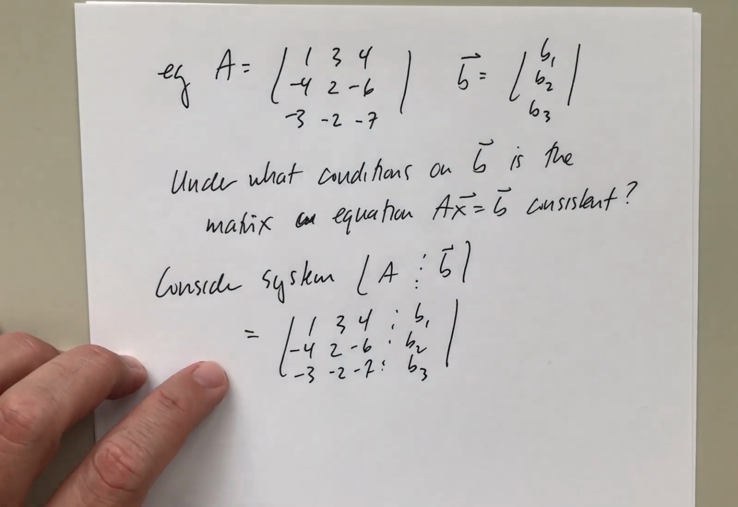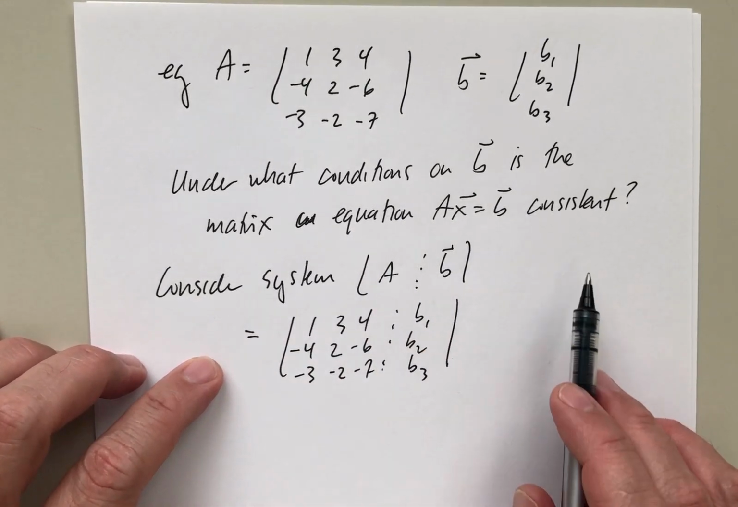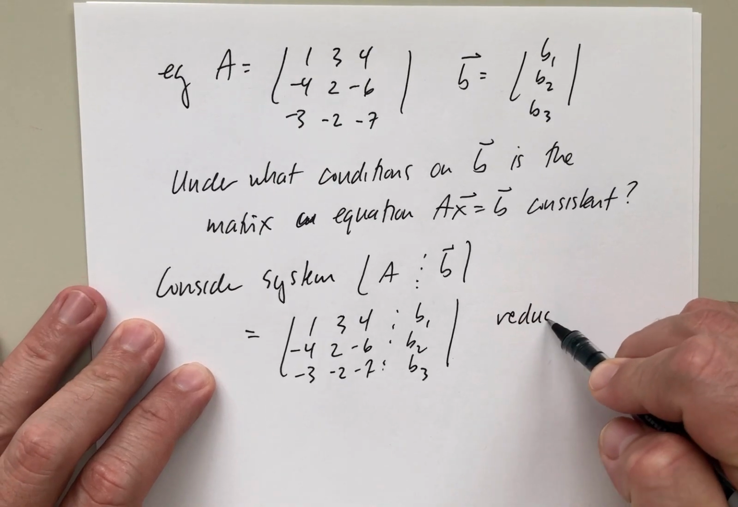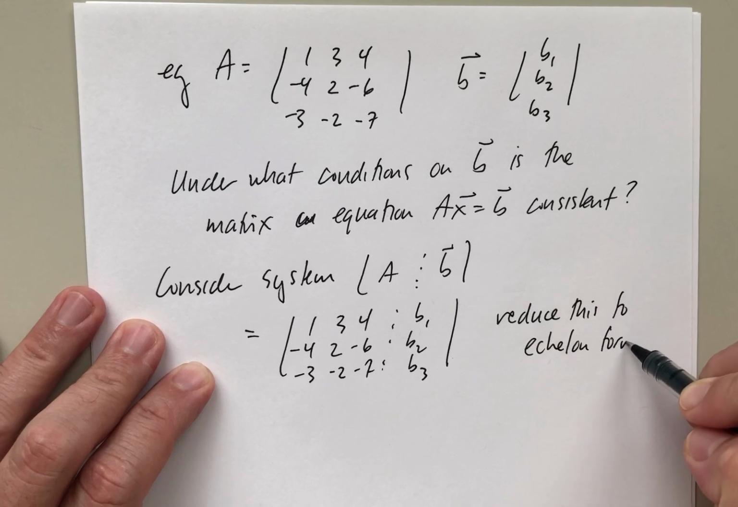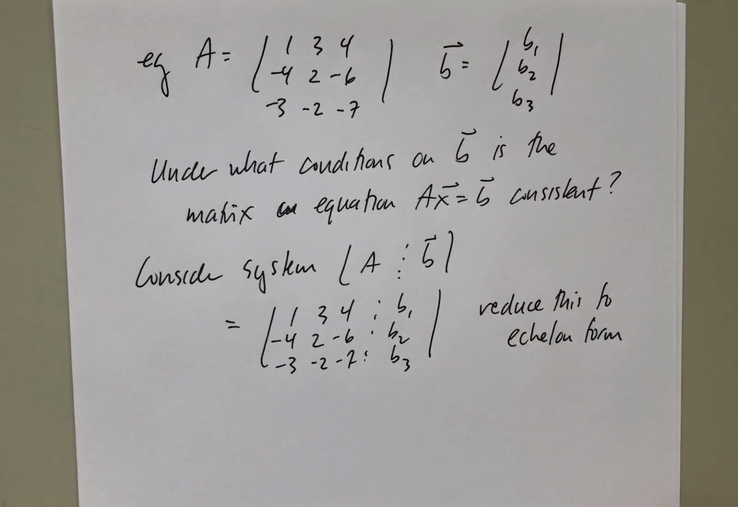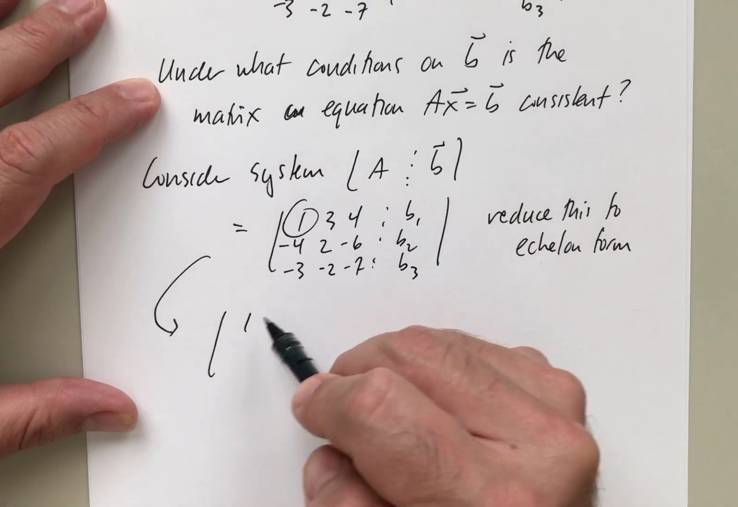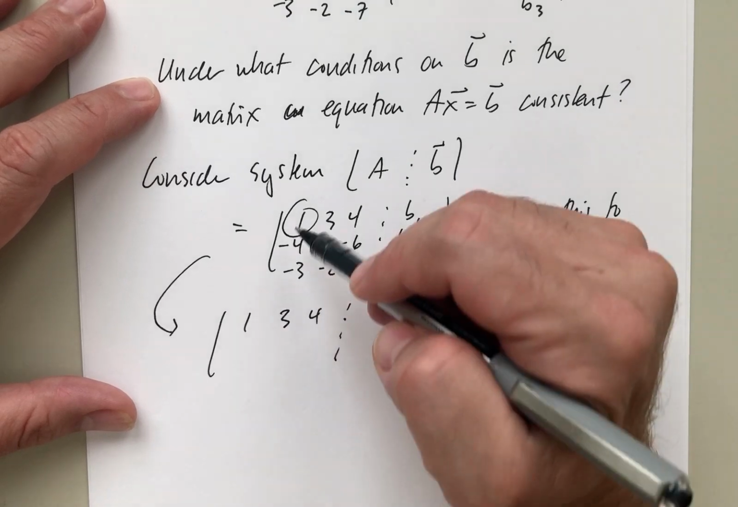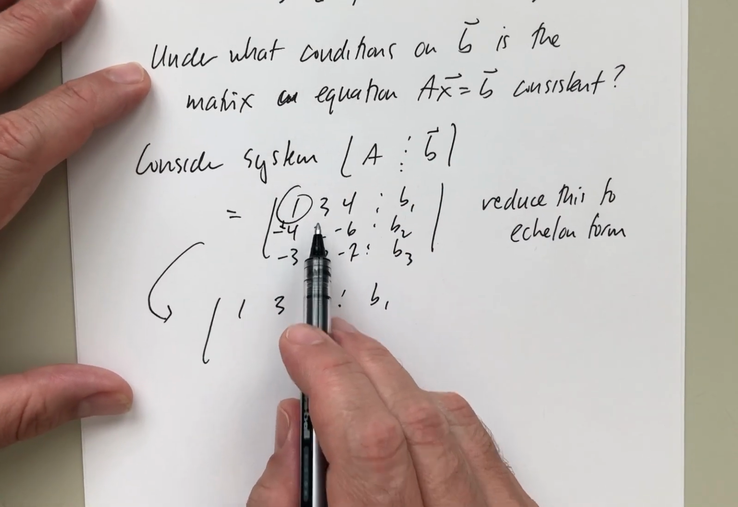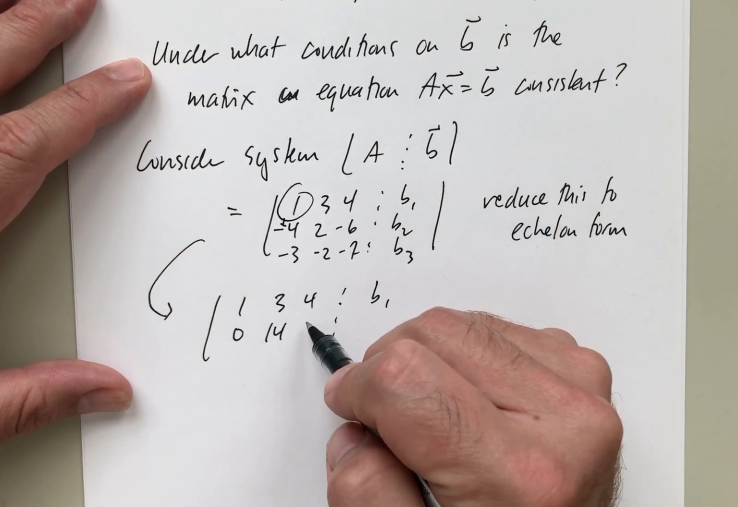And the usual story, I want to know when this system is consistent. So we're going to reduce this to echelon form. And this will tell me, as usual, whether this has a solution or not. And we'll see that there's going to be a condition on the vector B that's involved. So let's reduce this. Let's see, that's my first pivot. So this will be 1, 3, 4, B1. To clear the second row, I'm going to take 4 times the first row added to the second. So this is 0, what is that, 14, 10.